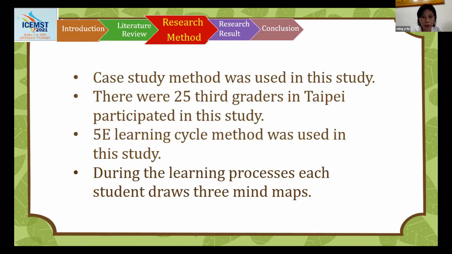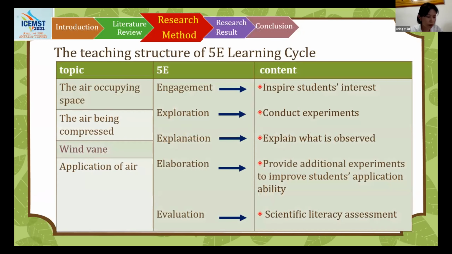The case study method was used in this study. There were 25 third graders in Taipei who participated in this study. The Bybee learning cycle method was used. During the learning process, each student drew 3 mind maps. This is the teaching structure of the Bybee learning cycle. There were 4 topics, and every topic had 5 learning cycles. For example, air occupying space.